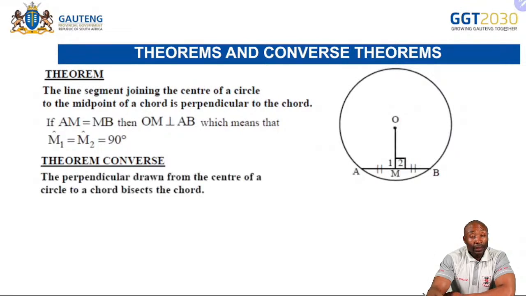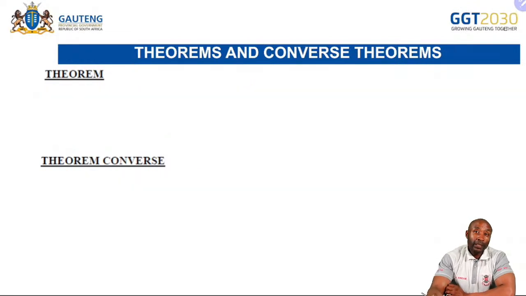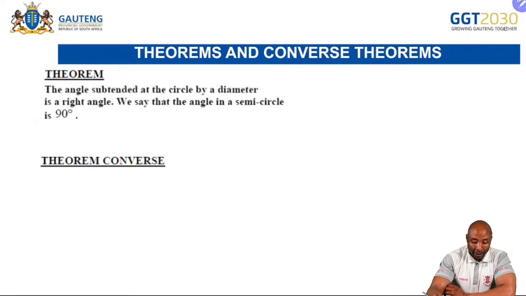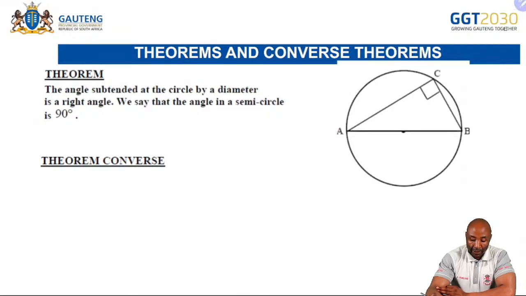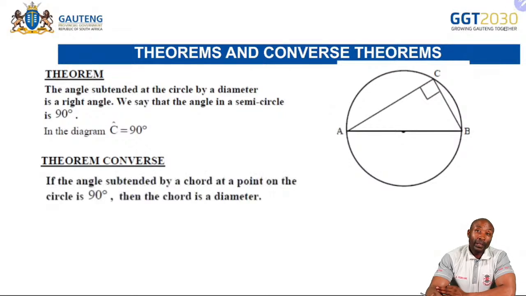The converse: we know that the perpendicular drawn from the center of a circle to the chord bisects the chord. We know that theorem, and we looked at its proof last week. We will move along. We know that the angle subtended by a diameter at the circumference is 90 degrees. So if C is 90 degrees, then it will follow that AB is the diameter.